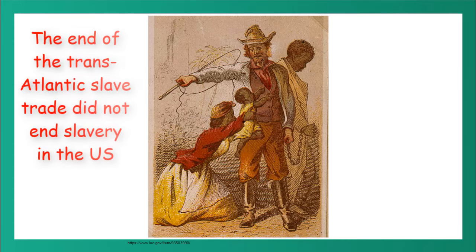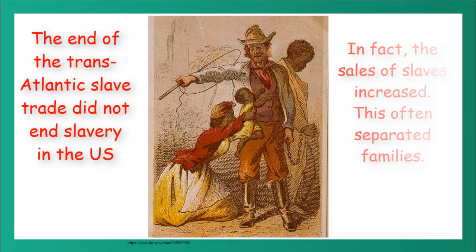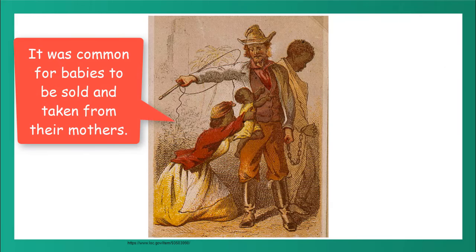The end of the transatlantic slave trade did not mean the end of legal slavery in the United States. In fact, slave auctions increased as slaveholders, often called masters, sold, traded, or gave slaves away. This selling and trading of slaves often tore families apart. Many times, infants born to enslaved women would be taken from their mothers and sold to other slaveholders.